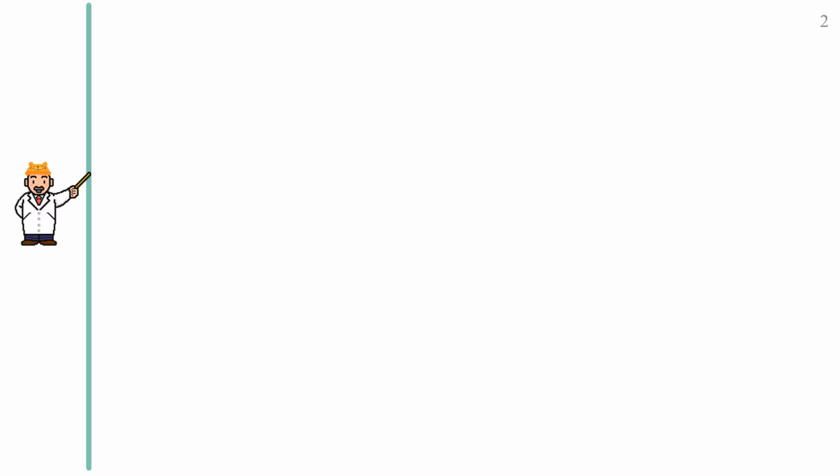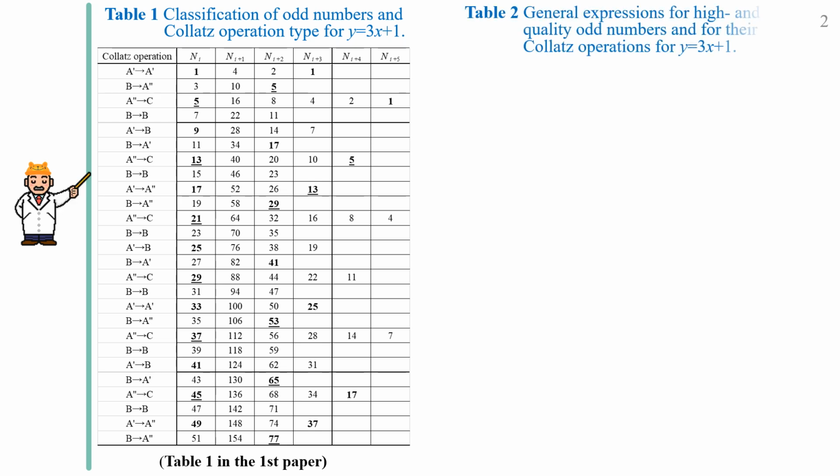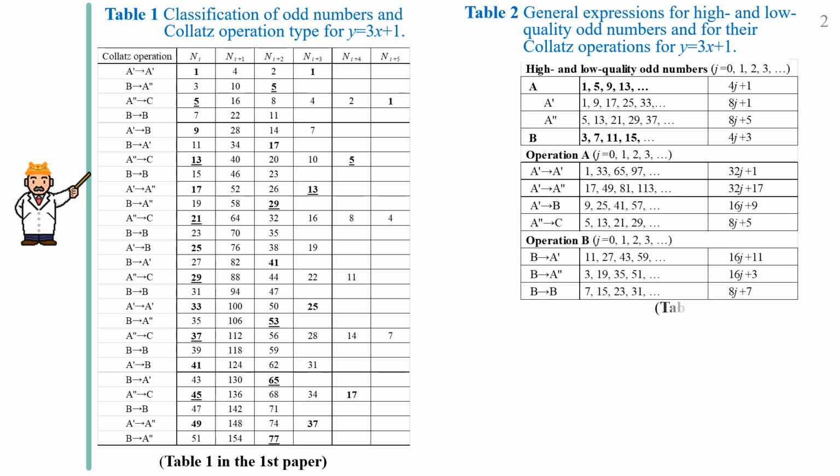In the previous videos, I showed that natural numbers can be distinguished by the differences in the types corresponding to Collatz operation A, Collatz operation B, and Collatz operation C. Table 1 shows the classification of odd numbers based on the operation types when the Tytrope equation, or TW equation, is y equals 3x plus 1. Table 2 shows the general equations for these classifications.